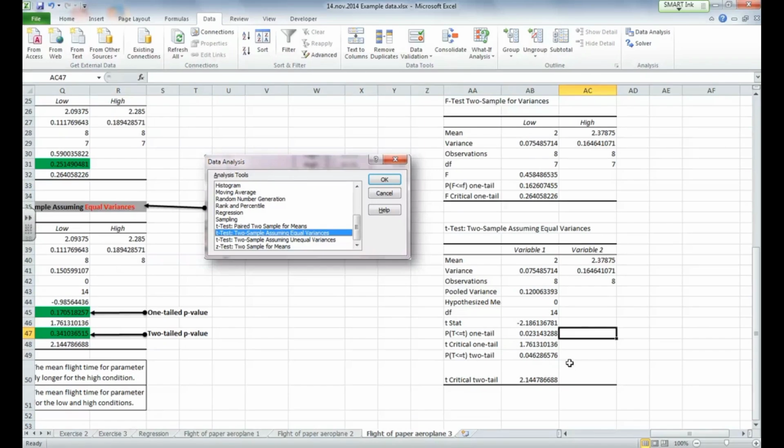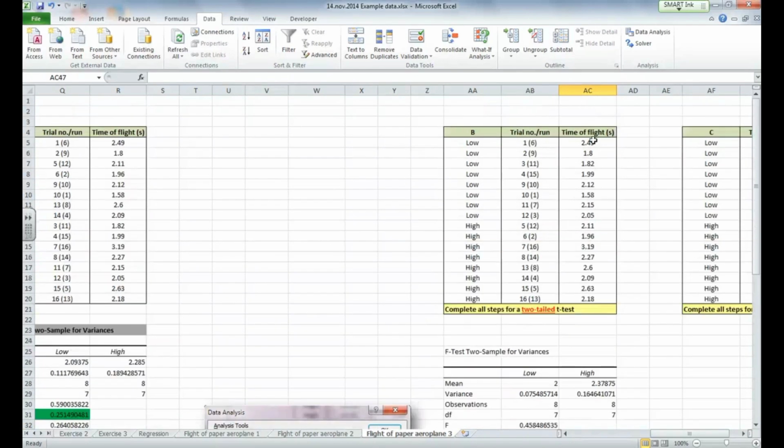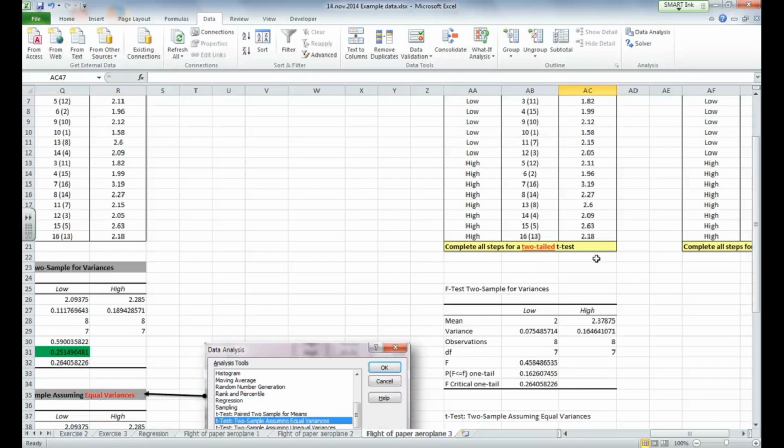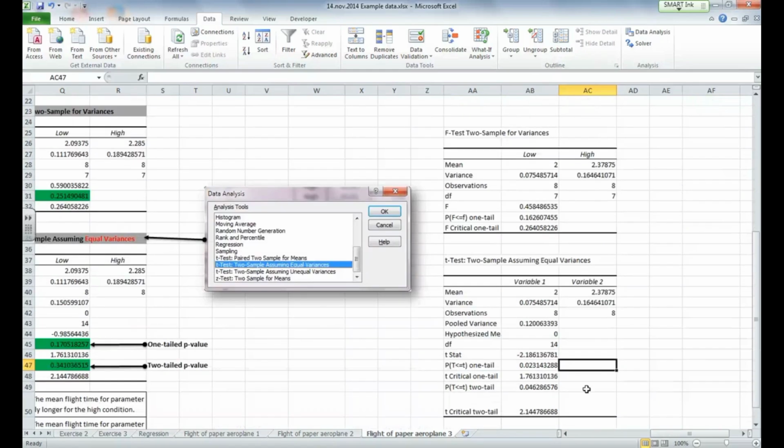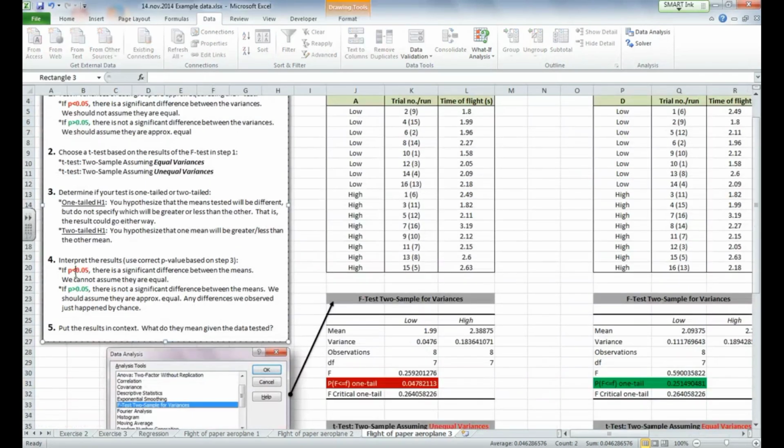So there's my t-test. Now I'm going to just do a two-tailed test, so that's assuming I'm just testing is there a significant difference between the two means, which would be the mean for the low and the mean for the high. So is the flight time significantly different for the low condition compared to the high condition? So I'm going to look at the two-tailed value, which is here. So my p-value, I'm going to compare it to 0.05. That value is less, 0.046, which means if I come over here, right, so if p is less than 0.05, there is a significant difference between my means, so we cannot assume that they are equal.